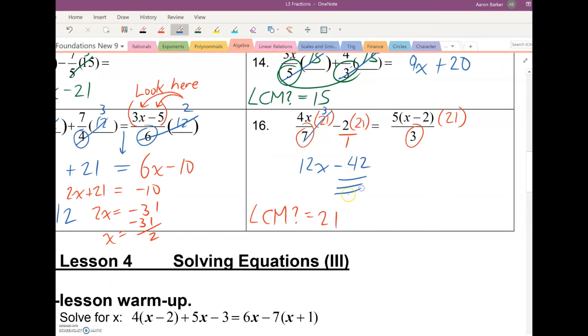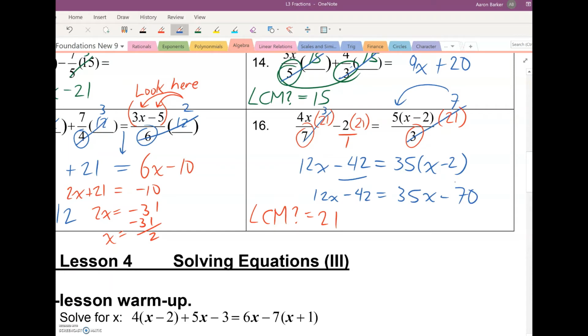So if you did not get the right answer, look for your whole numbers. You have to multiply them as well. Okay, equal sign should line up. And here we have 21 divided by 3, which is 7. But what did you notice? What do we do with this 5? So what I like to do is multiply that. So I get 35 bracket x minus 2. And so I'm going to get 12x minus 42 equals 35x minus 70.